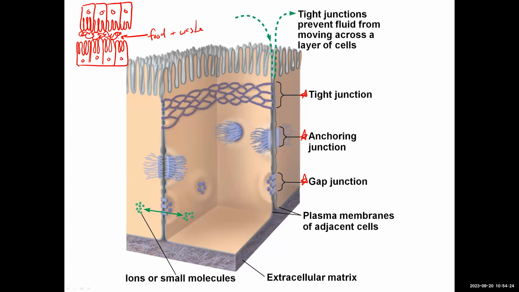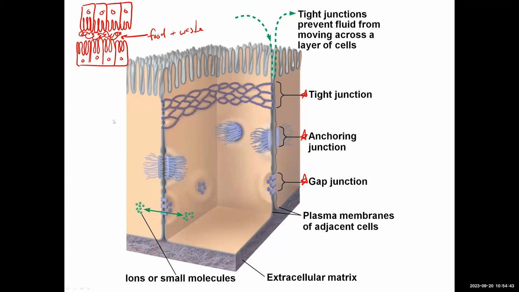And these cells are going to be important for both getting nutrients out of what you've eaten, but also preventing any of the waste from getting through. And to do that, they need to have all three of these types of junctions. So this is a good tissue to think about that in.